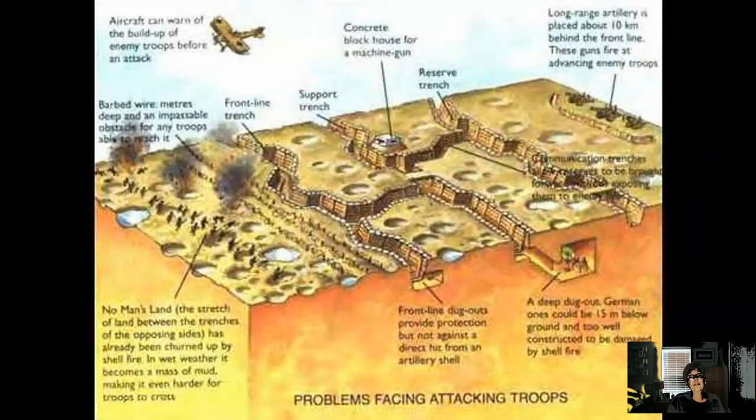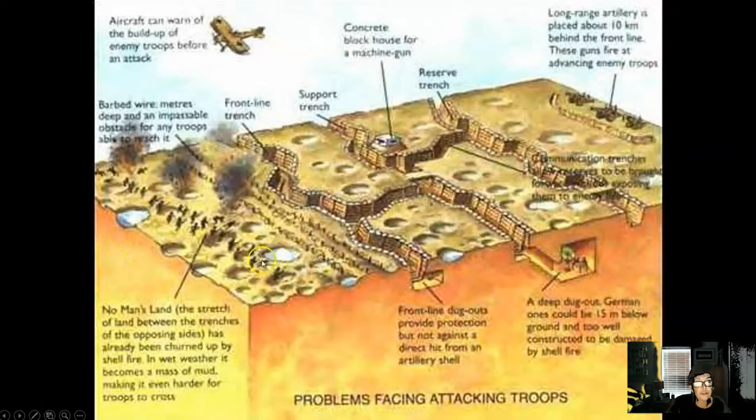This is a cross-section of one side of a trench alignment system. So what you have here are the trenches. This area here is known as no man's land. You would have this setup over here facing. So if you go over the top, you come out of your trench. That's where we get the term over the top.